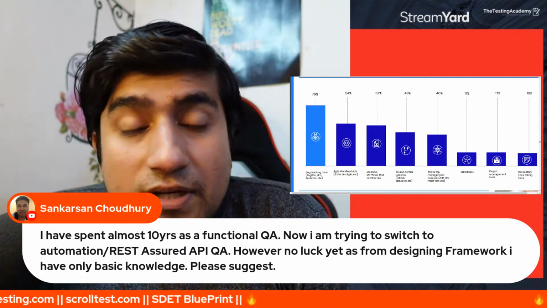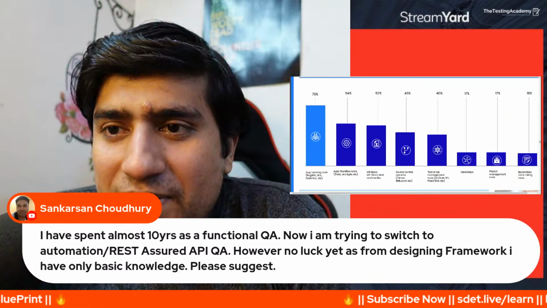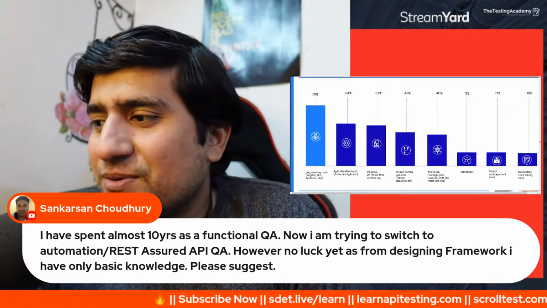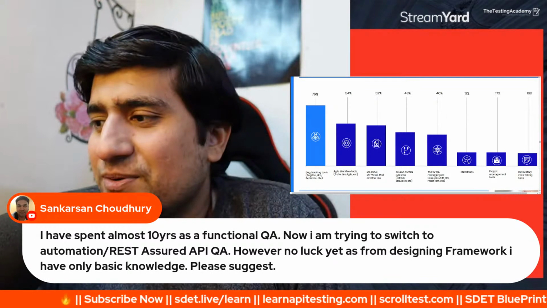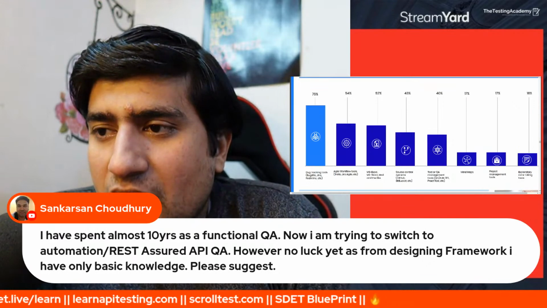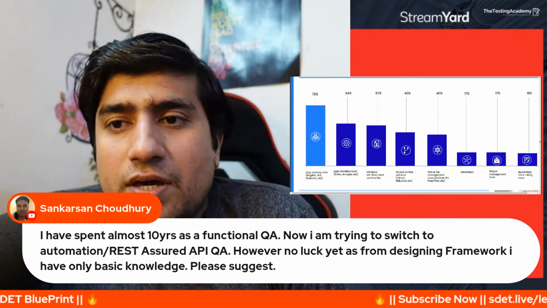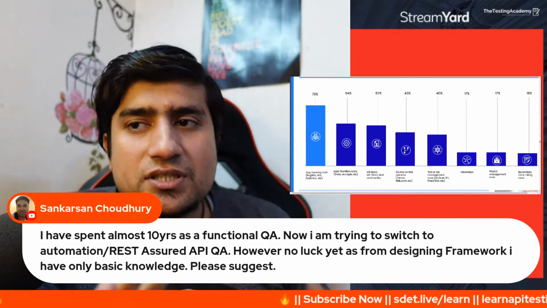Sankaran Sun. Okay, very different name. I really like the name. I'm sorry if I'm pronouncing it wrong. The question is: please don't blame me. I've spent almost 10 years as a functional QA. Now I'm trying to switch to automation or REST assured API. However, no luck yet, as from designing framework, I have only basic knowledge. Please suggest. Okay, so let me give it to you this way.